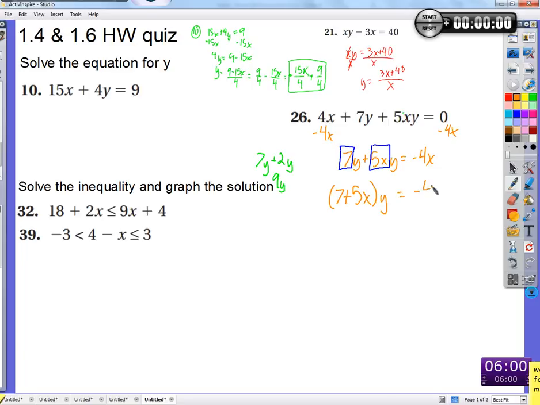Here's another way to look at it. Take this y and distribute it into the parentheses. What do you get? 7y plus 5xy. You get the exact same thing, okay? So we're used to distributing, we distribute things all the time, so we're just going backwards. We're undistributing, or what the real term would be, we're factoring out a y, okay?